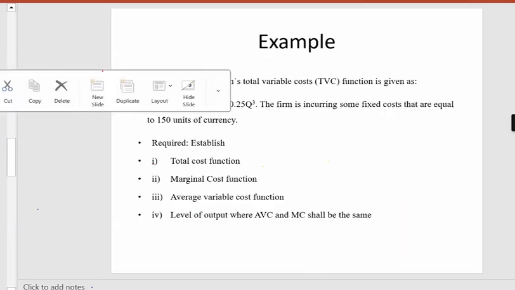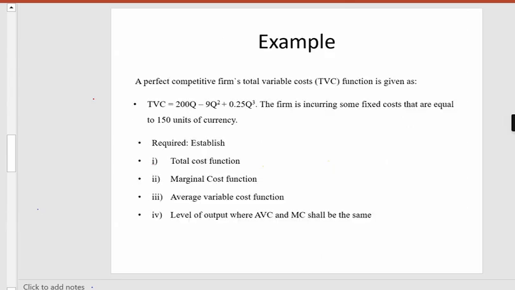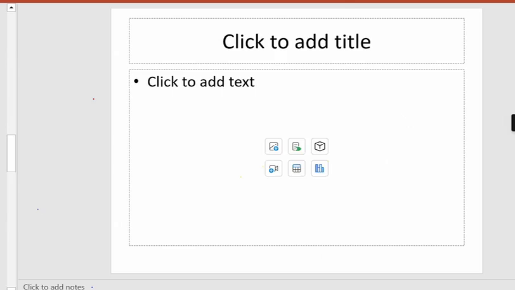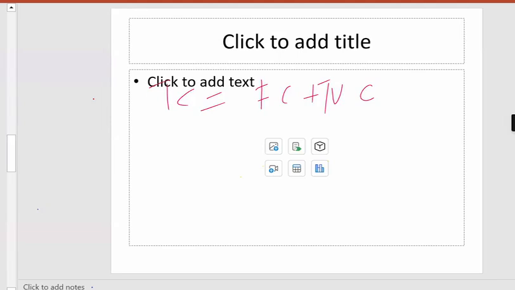Okay, let's see some examples in this topic. For example, there is something here I have tried to show. We say total cost is equal to what? In the computation, total cost is equal to fixed cost plus total variable cost. These calculations are very important. For example, what is the total variable cost here? A perfectly competitive firm's total variable cost is given as follows.